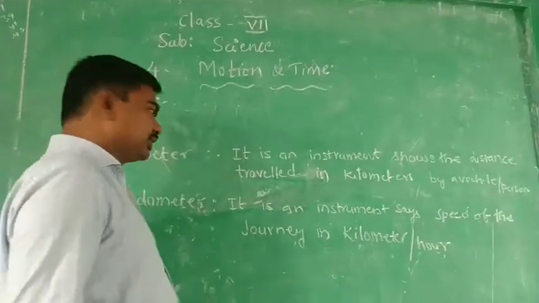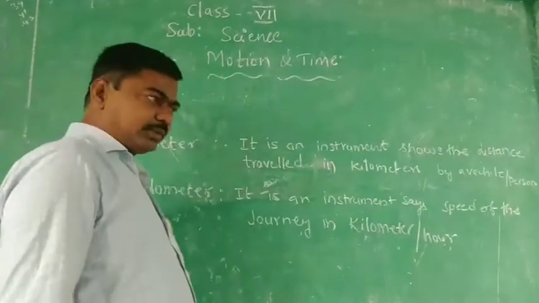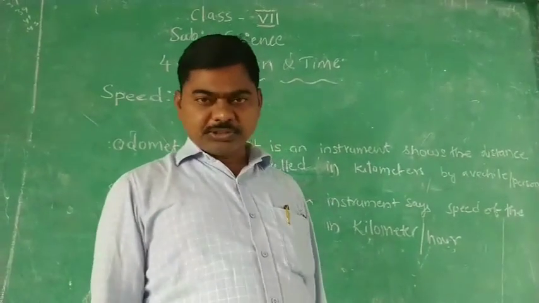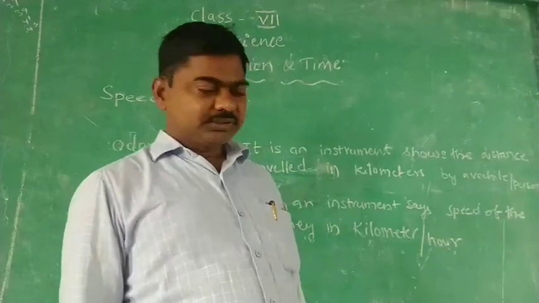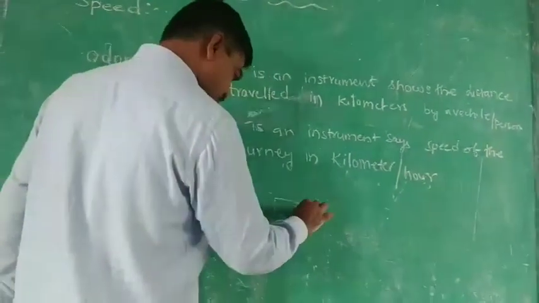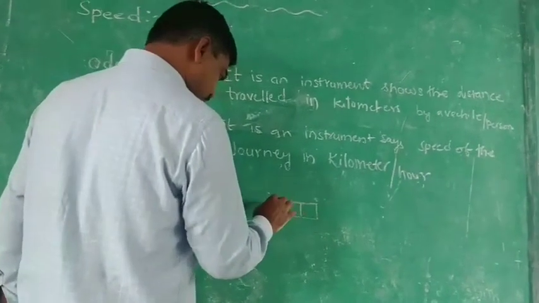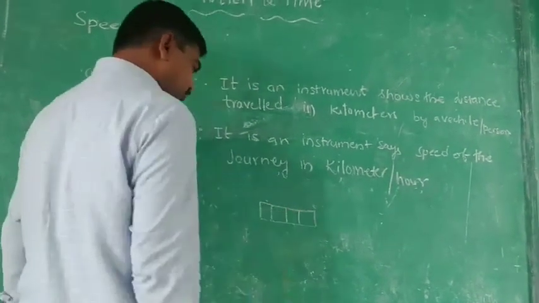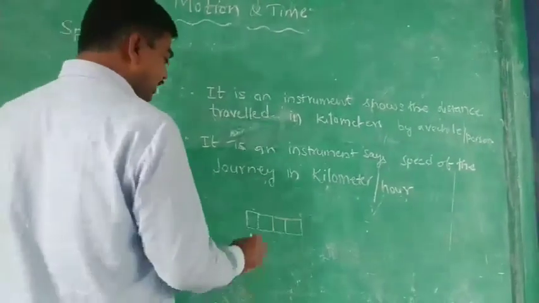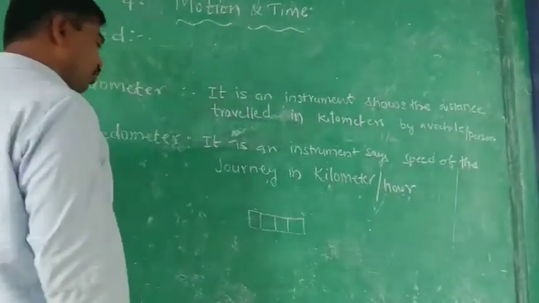In these vehicles, the odometer is the same. Yes, I have seen a cycle which consists of an odometer. It will be like this here. It will be showing the numbers, meaning only the distance. It is the distance which is covered, that is the odometer.